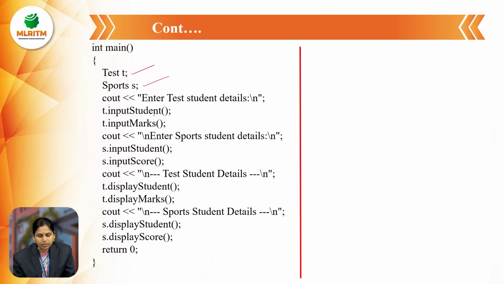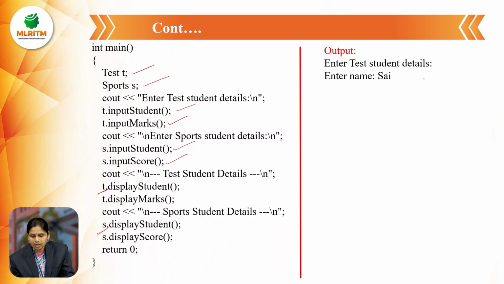T dot input student details, we can read the student details by using this method, and read input marks. By using object T, we are reading the student details and marks. Next, by using the sports object S, we are reading the student details and reading the input score. By using object T and object S, we can display the values also. Let us see the output.